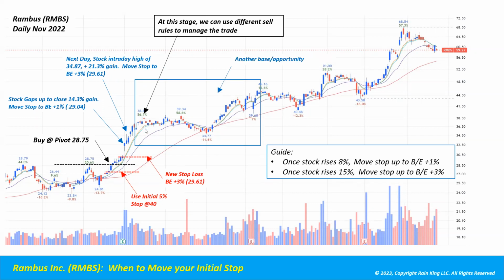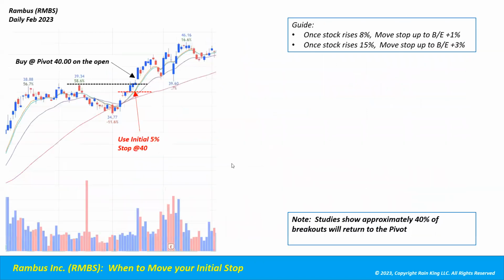Now, in this particular stock, it forms another base. So I wanted to look at this base using our same rules with a clean entry, not assuming anything prior happened. So let's look at this base. Here we are with Rambus. It's now February of 2023. We have a base, it breaks out at a pivot of 40. So we buy at 40. In this case, we're going to have an initial stop of 5%, which would actually be at 38. Sorry for the typo.